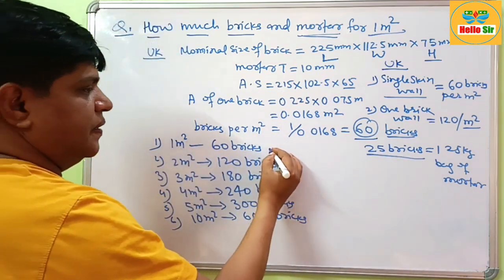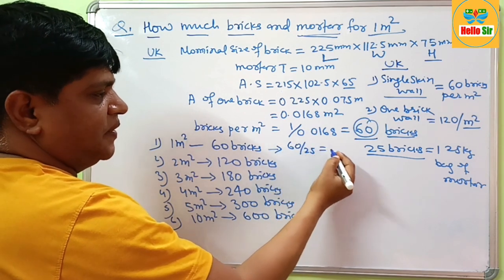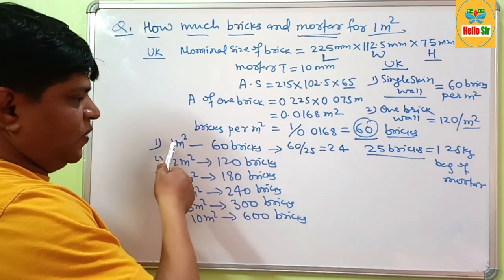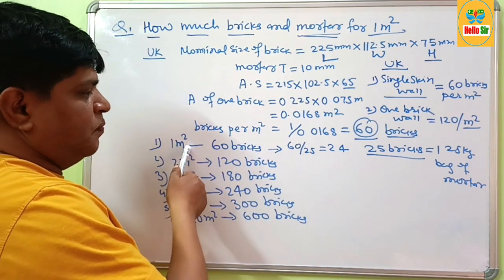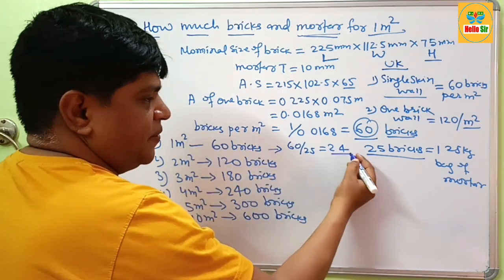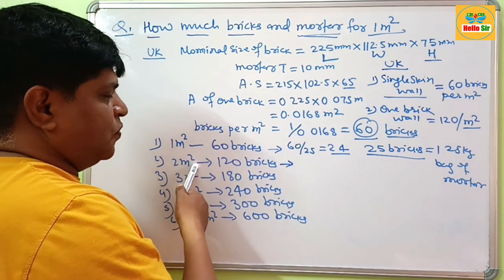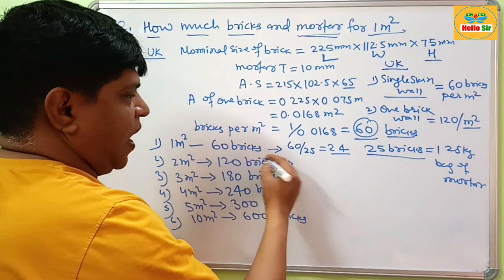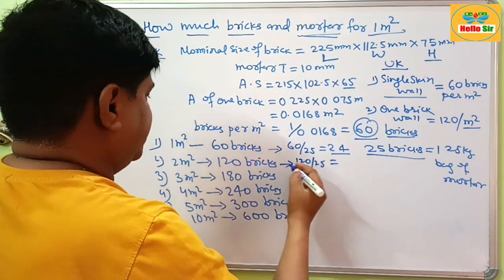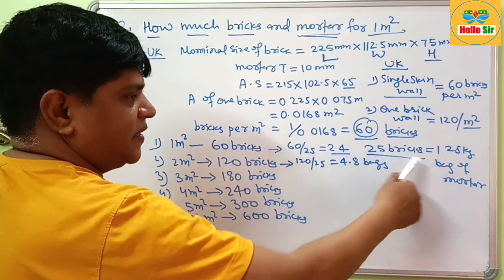It means for 60 bricks, 60 is divided by 25. This will come to 2.4 bags. It means 1 square meter area of your brick wall has 60 bricks, which requires 2.4 bags of mortar. And for 2 square meters of brick wall, which has 120 bricks, how many mortar bags will be required? Divide this simply. This will come to 4.8 bags of 25 kg mortar.